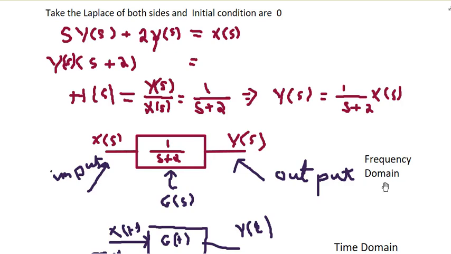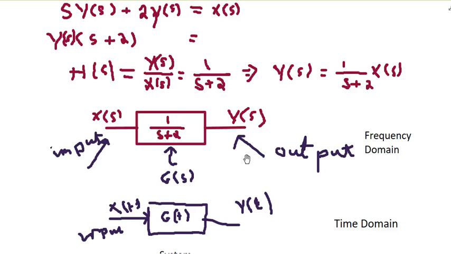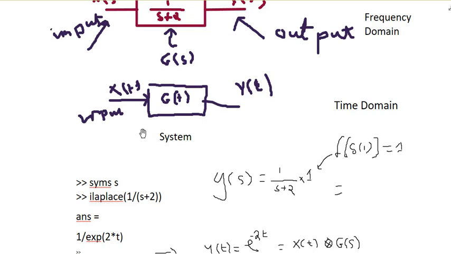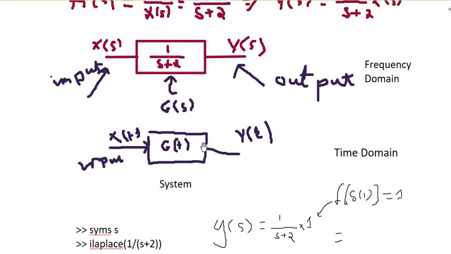And this, so H(s) equal to Y(s) over X(s), and Y(s) equal 1 over s plus 2, like here, times the input, which is X(s). Now, this is equivalent to time domain x(t) convolution with g(t) gives y(t). In here we have the convolution in time domain is equivalent to multiplication in a frequency domain.